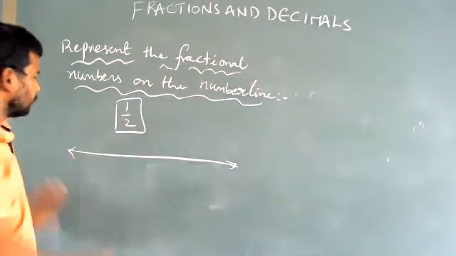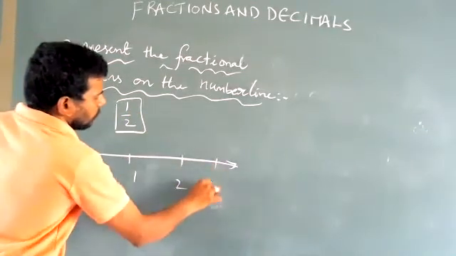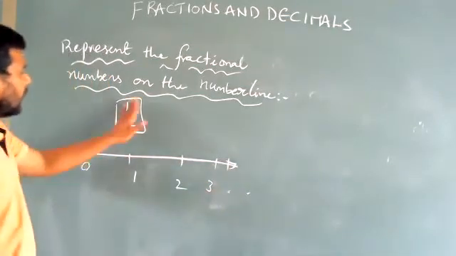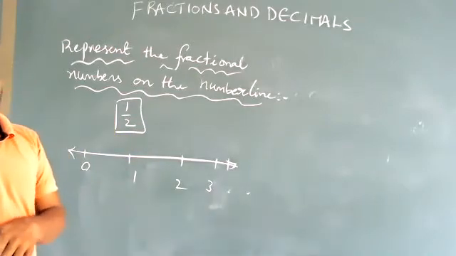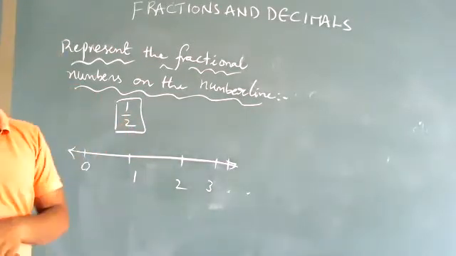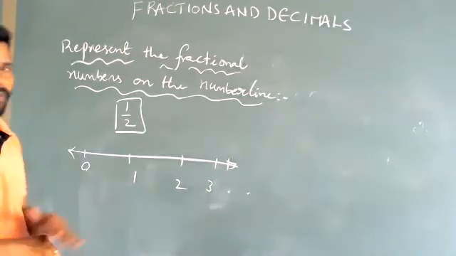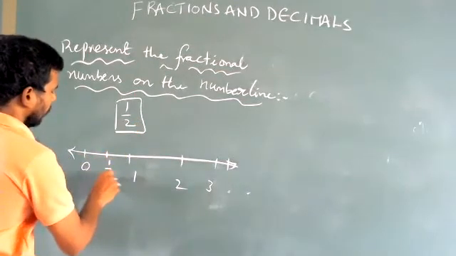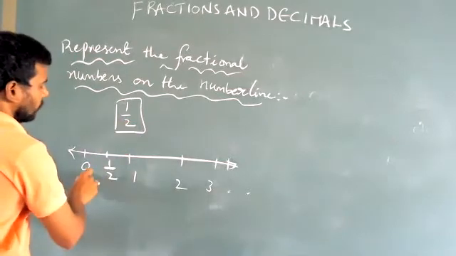So it is 0, 1, 2, 3, and so on. So many numbers. So take 1 by 2. Which fraction, children? Proper fraction. So every proper fraction lies between 0 and 1. For example, 1 by 2. So it is there between 0 and 1.